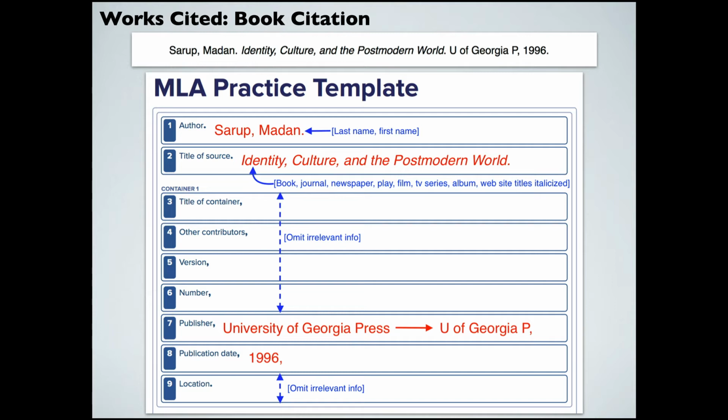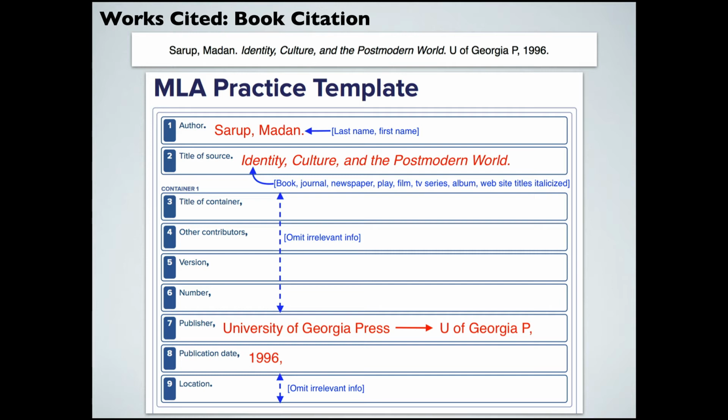And MLA calls this next part of the template a container, which is a strange term, but think of it as where this information is stored. In this case, it's stored in a book. We omit irrelevant information and would go to line 7, the publisher, followed by a comma. Note that for university presses, there are common abbreviations that are acceptable: U for university, P for press. On line 8, we put the publication date, followed by a comma.